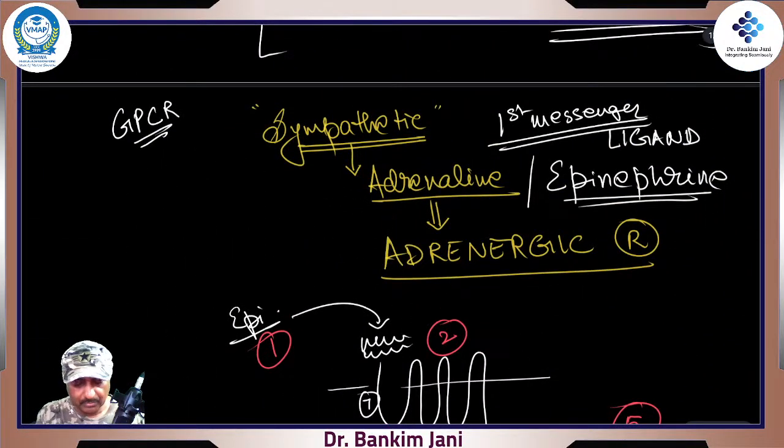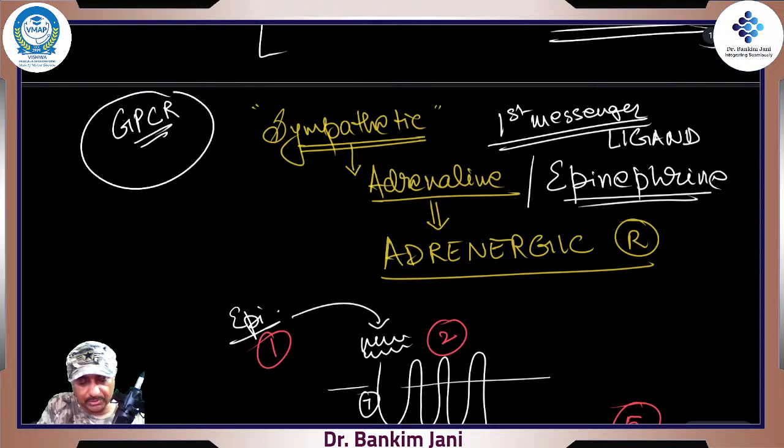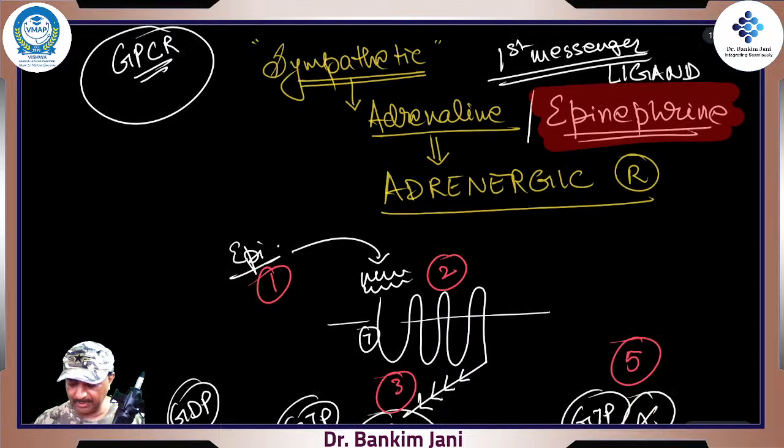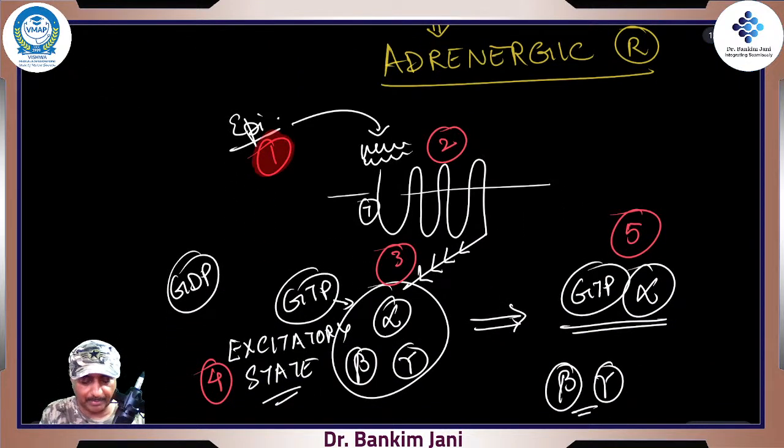And all thanks to this GPCR. It is the sympathetic first messenger ligand, which is epinephrine. So it is red hot, which is all activated. And that is adrenaline. Adrenergic receptors pick it up. Epinephrine received, and the signal passes through the entire pathway, activated at the inner stage.